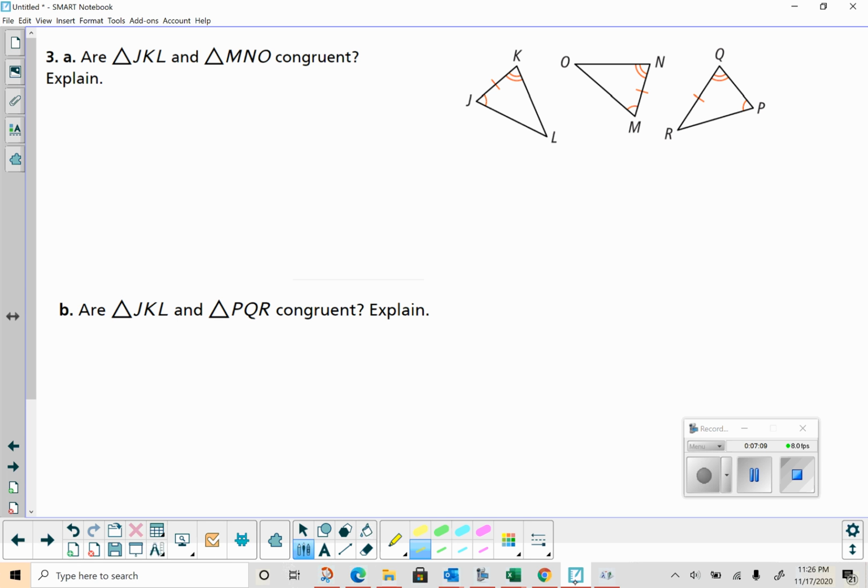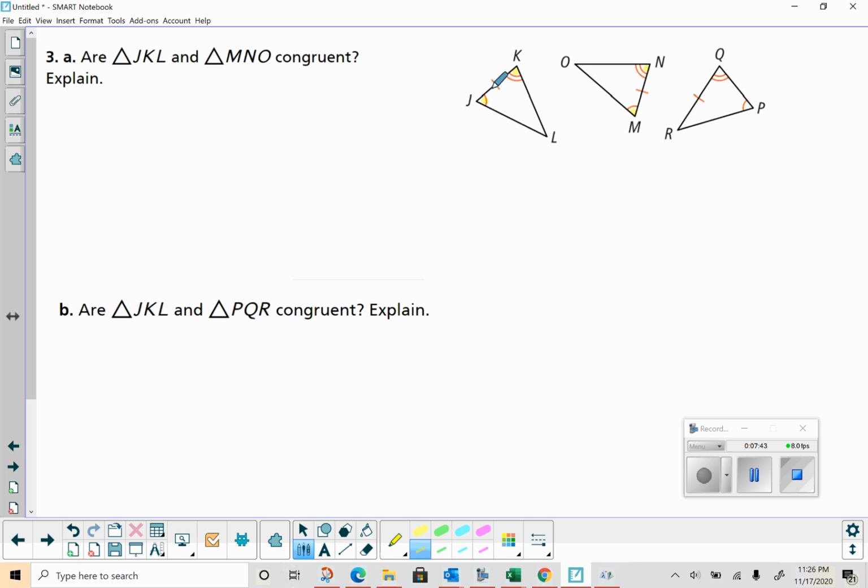Let's take a look. Based on the markings, are angle JKL and angle MNO congruent? So again, we take a look at angle J, that's got the one arc. Angle M has one arc. Those are congruent. Take a look at angle K, two arcs. Angle N, two arcs. Those are congruent.